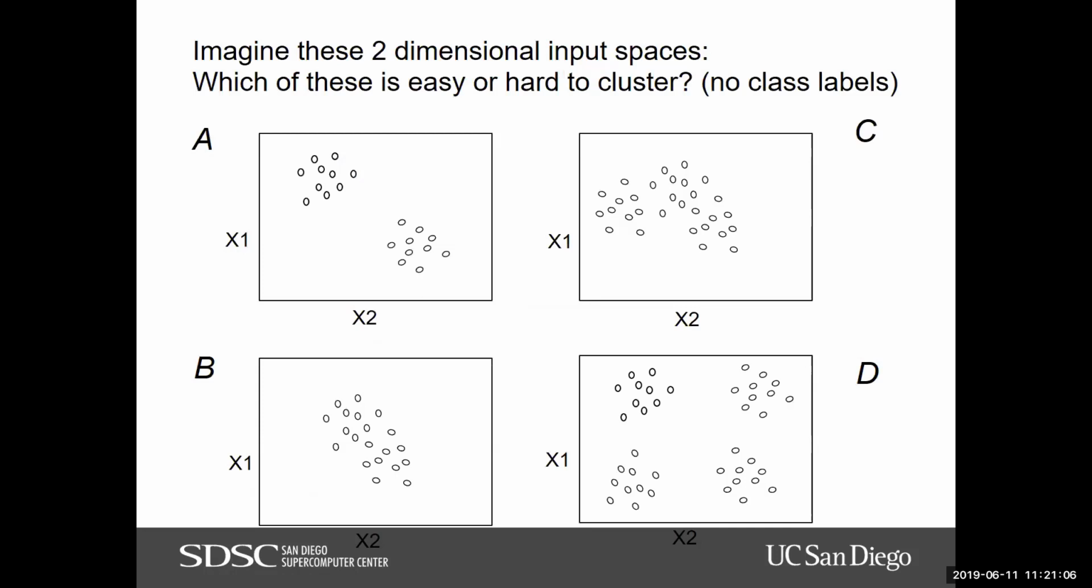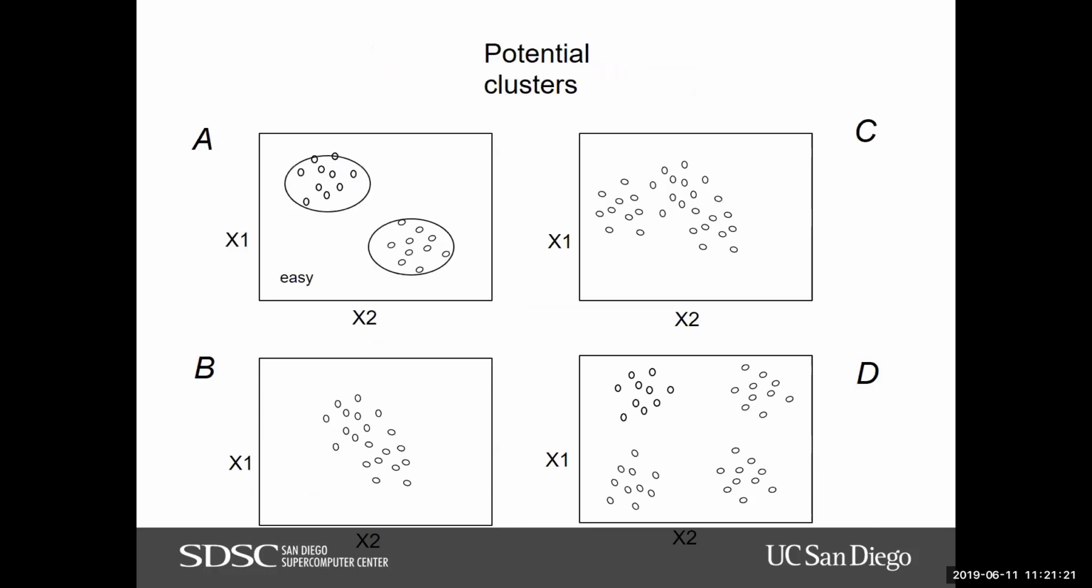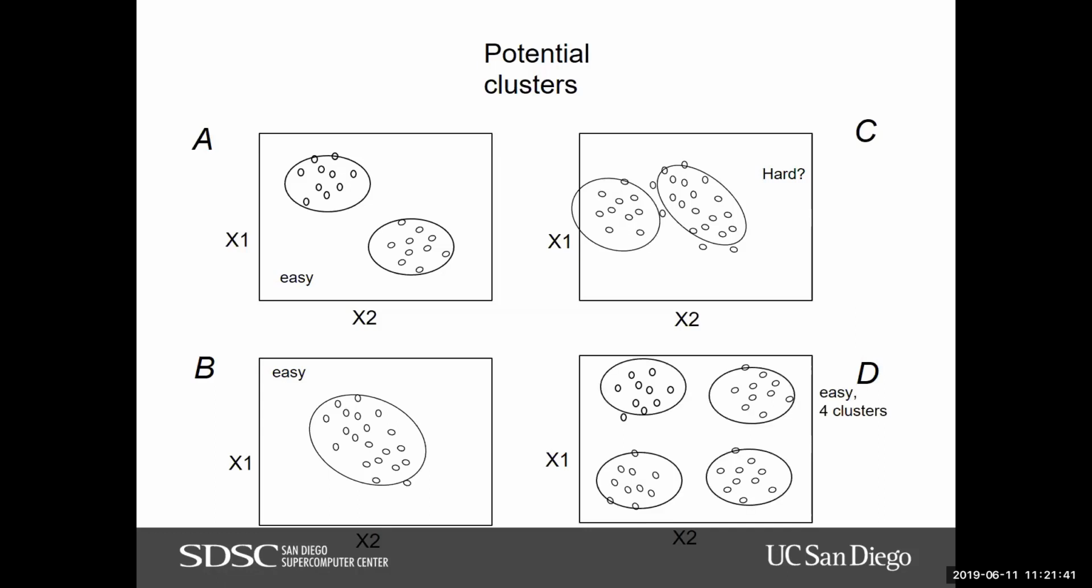Imagine I have these different data sets. I said, can we cluster this? Which of these are easy to hard to cluster? So if you look at the upper right, graph A, again, two variables, and that's pretty easy to cluster. B is a little bit harder, but you might think it's just one cluster. And so maybe it's easy to cluster that way. C, a little bit harder, but you might think maybe two. And here's a potential way to cluster those two. D is actually pretty easy. It looks like there's 4 clusters.